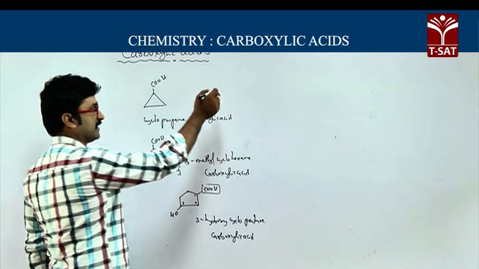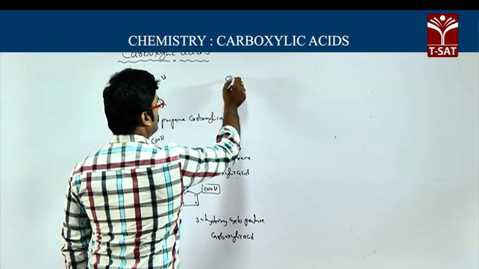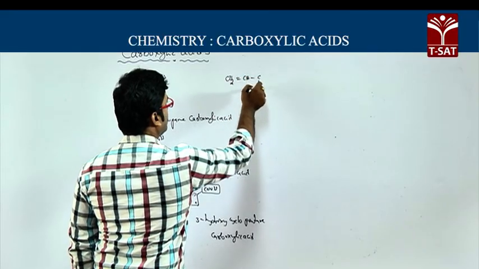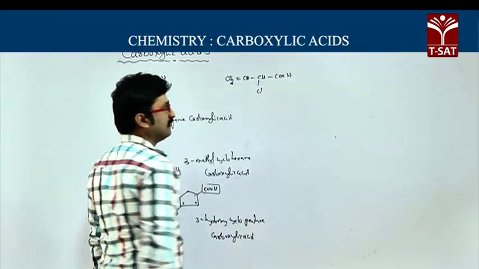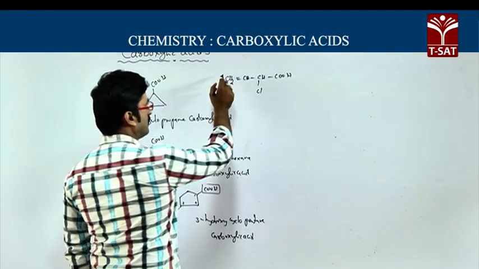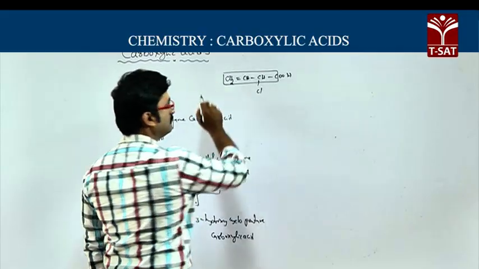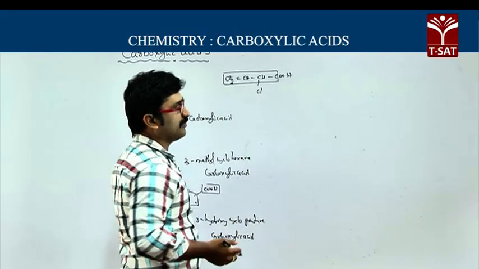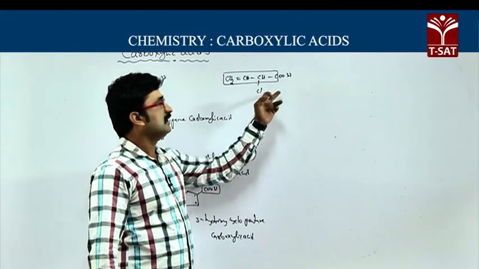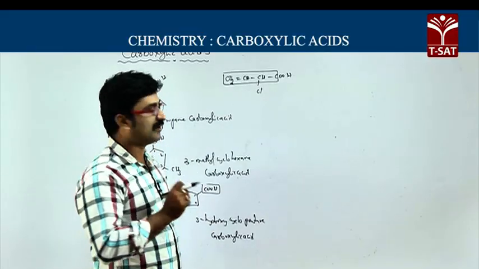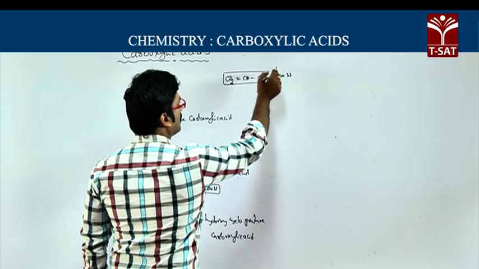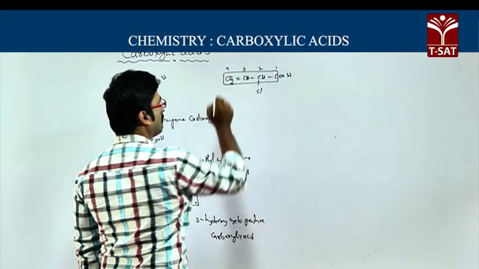Now, we will take one more example. CH2=CH-CHCl-COOH. In this, this is the parent chain. Numbering should be given from this carbon. COOH is a chain terminating functional group, and you should start numbering from that carbon. So, 1, 2, 3, 4.